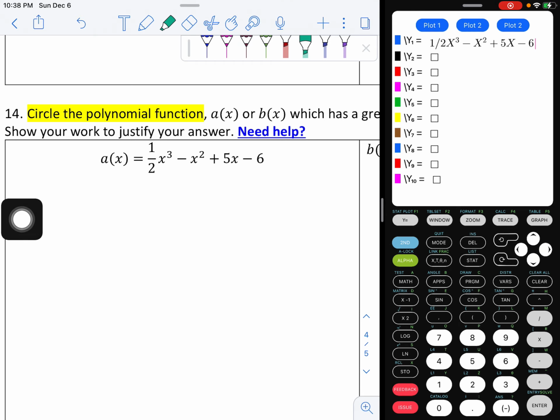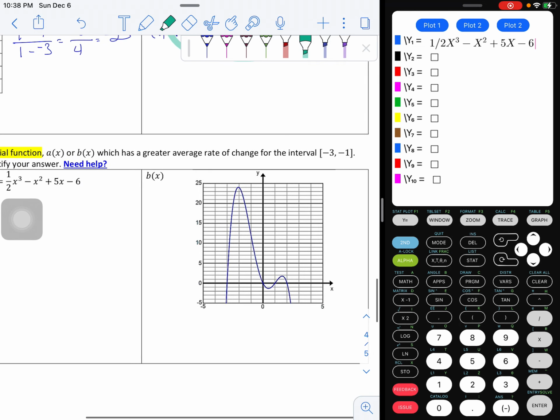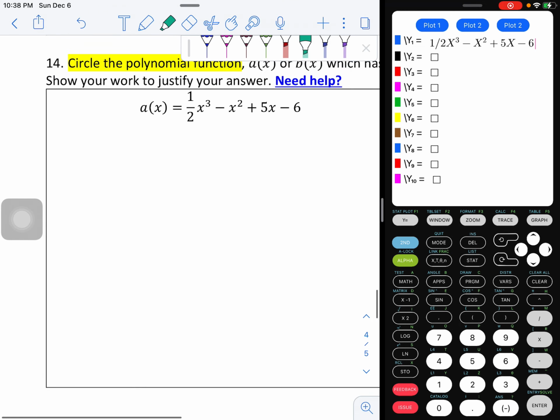So 1/2 x cubed minus x squared plus 5x minus 6. And I want to double check it because if I don't, I am bound to make a mistake and mess everything up. Now, interval-wise, what were we looking at here? -3 to -1. So I want to know what's happening at -3, and I want to know what's happening at -1.